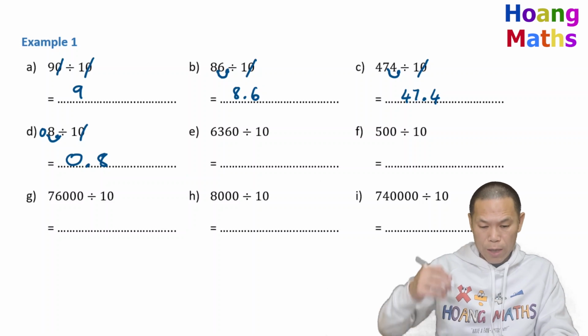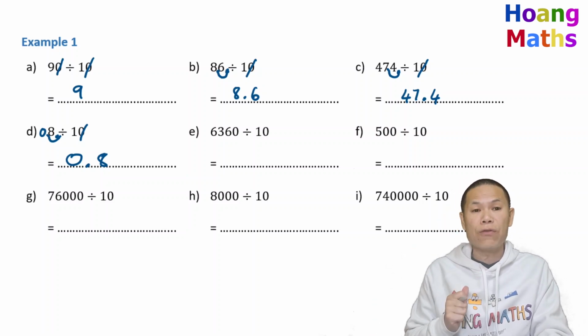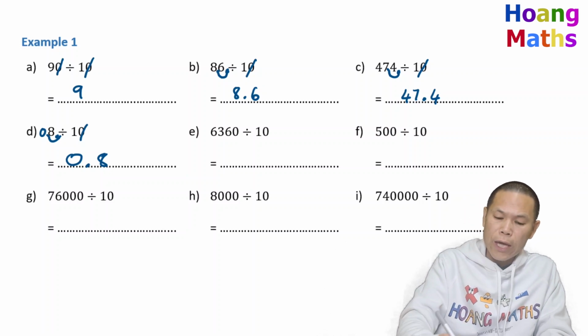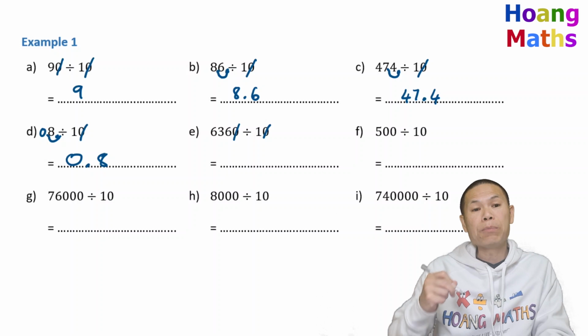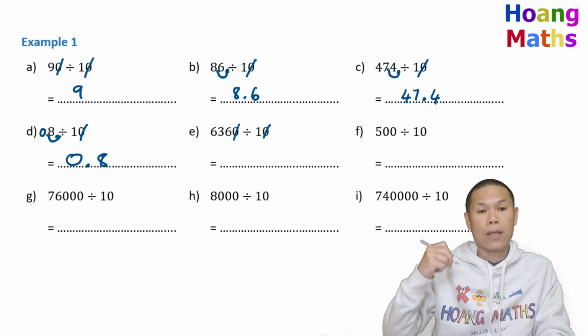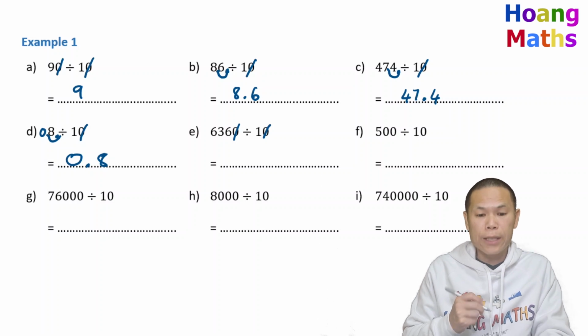There you go. Part E. We have 6,360 divided by 10. So we can cancel this 0 with this 0. So that will become 636 divided by 1. So the answer is 636.